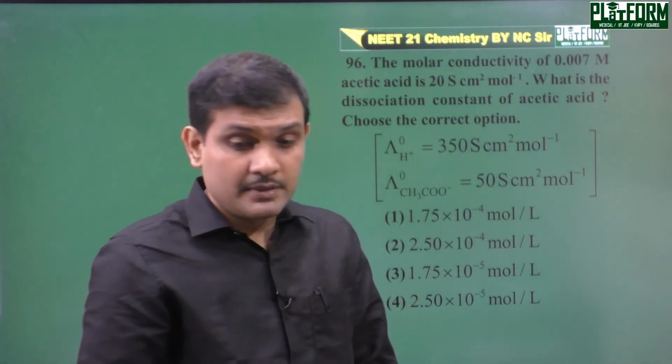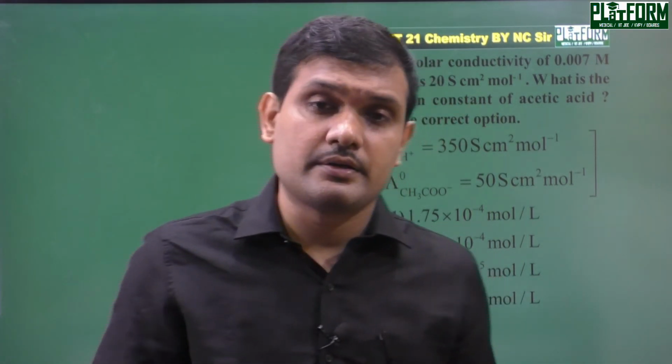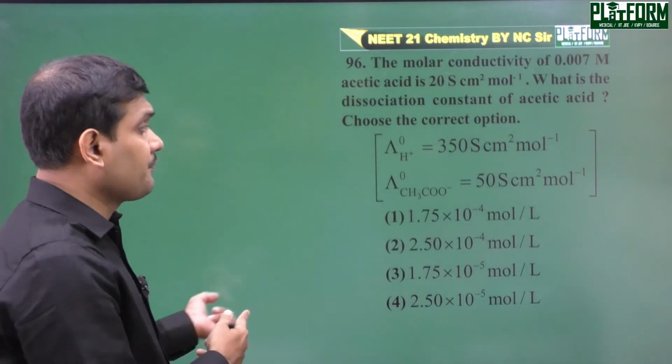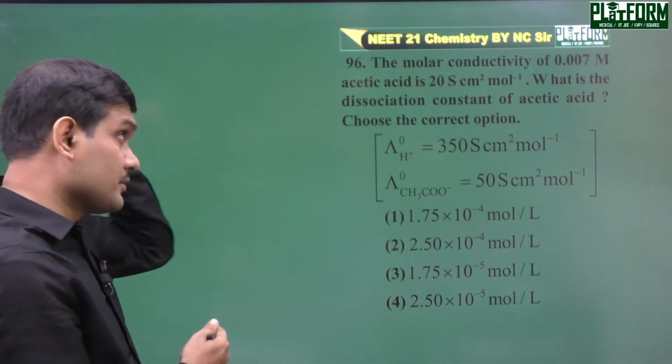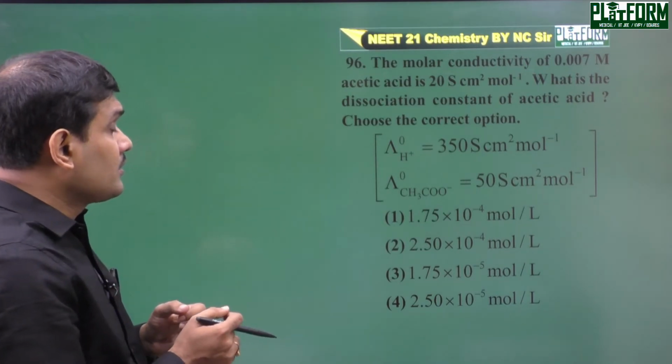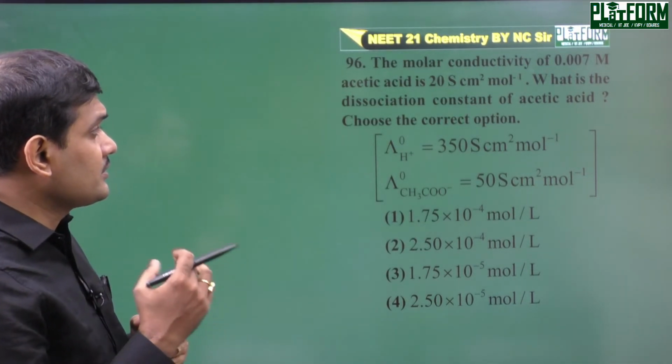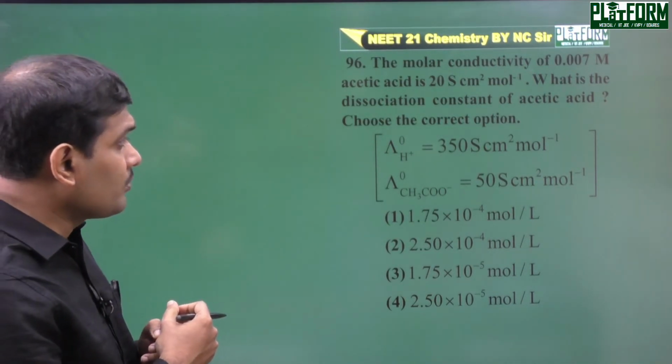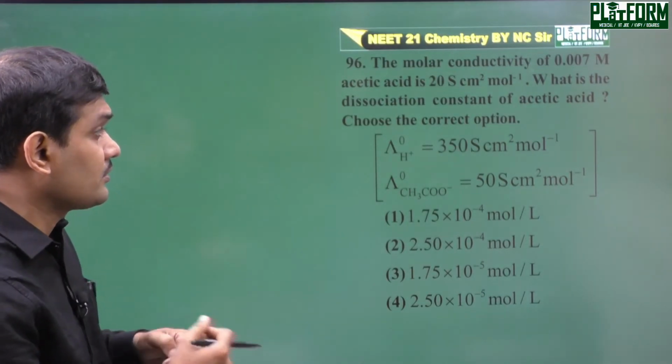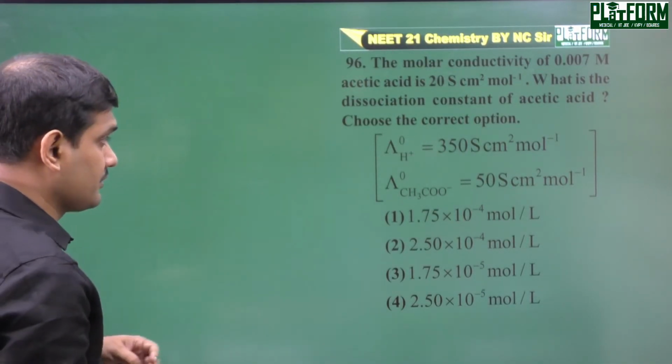again here we are getting a question from conductance. Second time we are finding a question from conductance. It is given the molar conductivity of acetic acid is 20 Siemens centimeter square per mole. What is the dissociation constant? Dissociation constant of acetic acid.